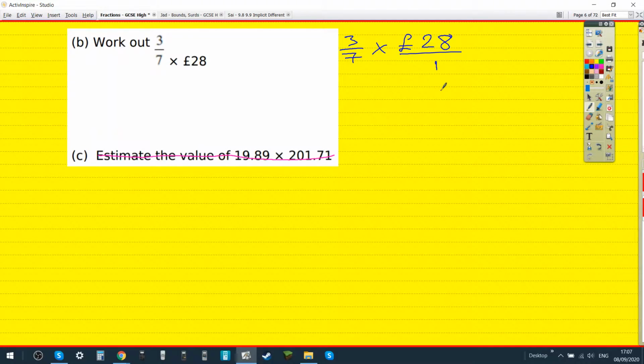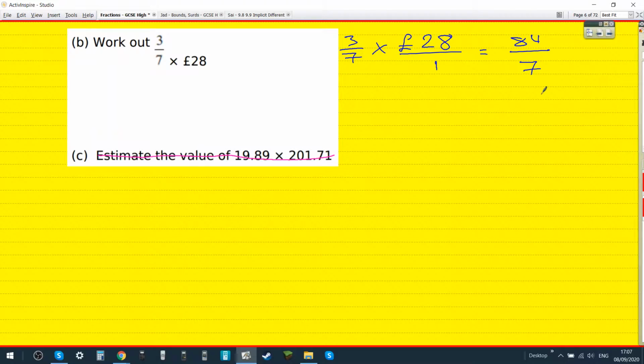Okay. So on top it would be 84. Okay. And on the bottom it would be 7. And so what is 84 divided by 7? 12. Yep. So that's £12.